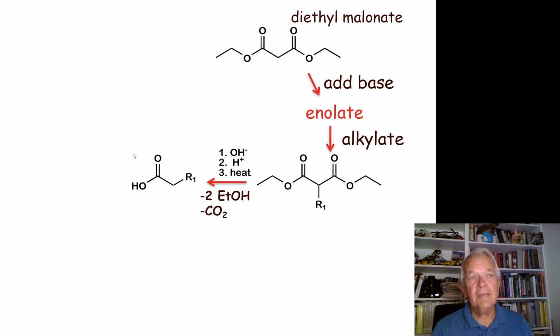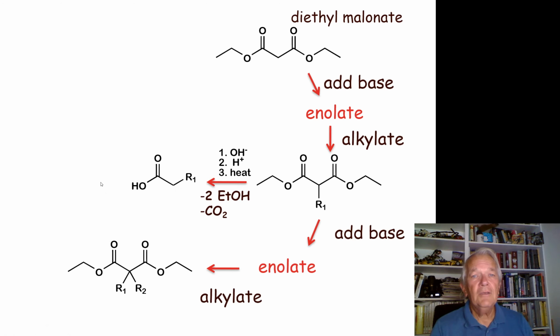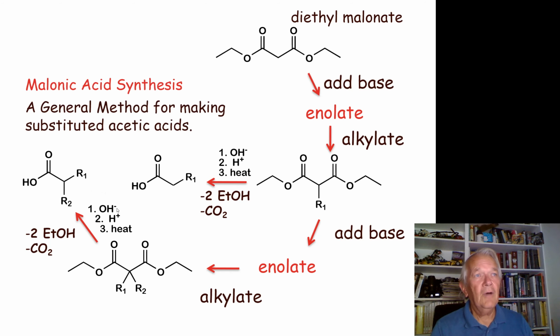and you can decarboxylate. In this case, when you hydrolyze the esters, of course, you're hydrolyzing esters on both sides. To decarboxylate, you'll lose one of them, but the other one will stay behind. And this is simply a carboxylic acid, a substituted acetic acid. You've added that R group to the methyl of acetic acid, the equivalent of. So that's good. But again, you can do the same thing: add another mole of base and alkylate the second time. When you decarboxylate, this gives you a disubstituted acetic acid. So the malonic acid synthesis is a general method of making substituted acetic acids.